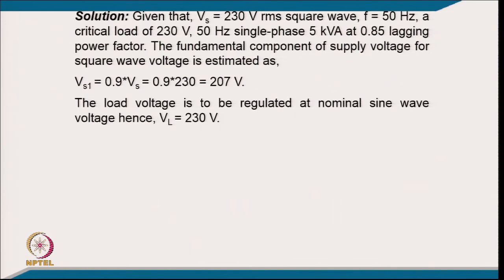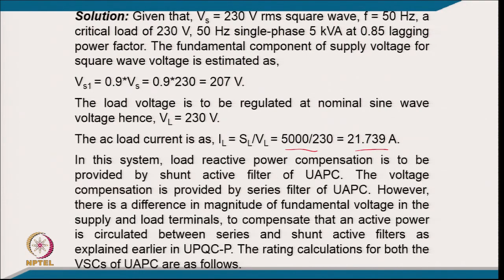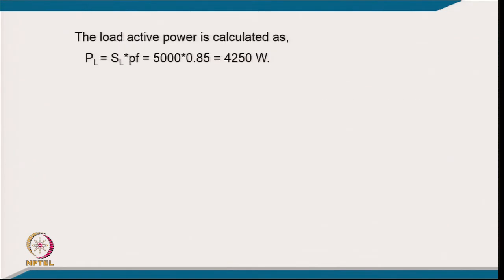Hence, the load voltage is 230 volt, and the AC load current is IL equal to SL upon VL. So, it is 5000 by 230, and this is the load current, 21.7739. In this system, load reactive power compensation is provided by the shunt active filter of the universal active power filter, and the voltage compensation is provided by the series active filter. However, there is a difference in magnitude of the fundamental voltage at the supply and load terminals. To compensate that, an active power is circulated between the series and shunt active filters. As explained earlier in UPQC, the rating calculation of both VSCs of the universal active power filter is as follows.